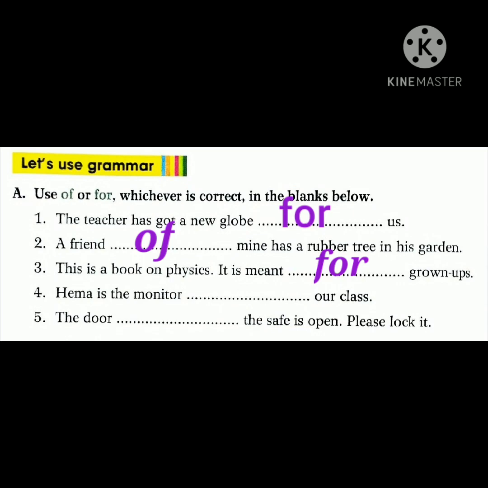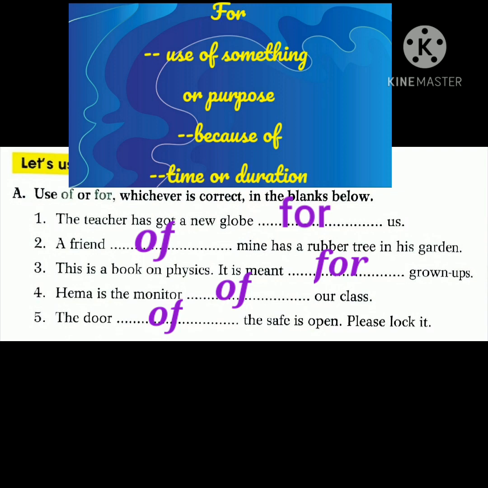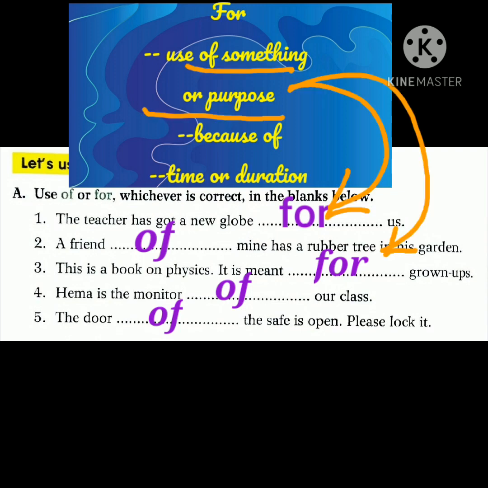Now next one, Hema is the monitor of our class. And fifth one, the door of the safe is open. Please lock it. So as you can see, we have used point number 1 and 3 for. Why? Because it shows the use of something or the purpose of something. Okay. Now it's time to understand why we use in point number 2, 4 and 5 of.